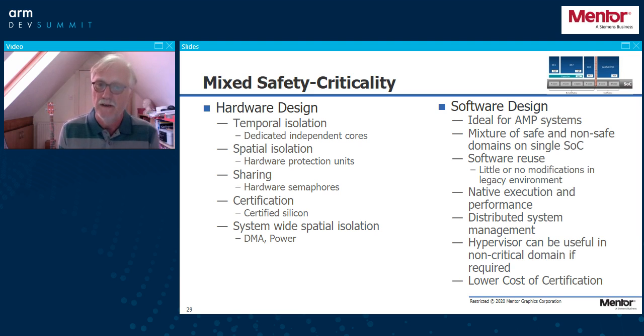From the software design, it's a very good design using AMP for mixed criticality, because it means we can mix the safe and the non-safe all on the same chip. We can reuse software, and we can use the hypervisor where it's appropriate. And the most important thing is lowering the cost of the certification.